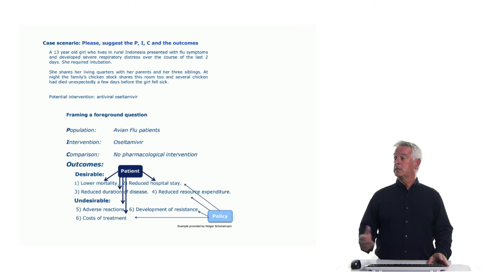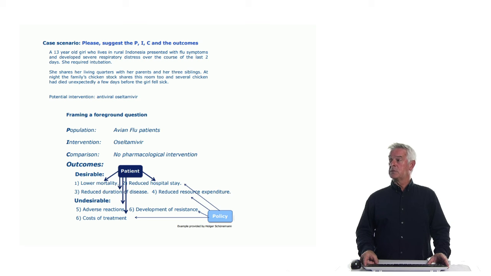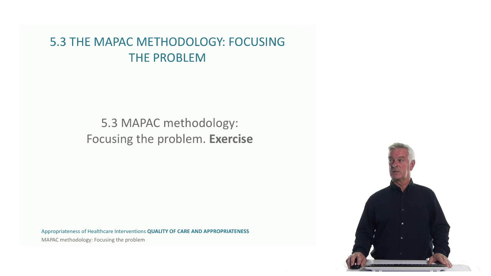And this is the framing that Schunemann suggests to us. P, population: avian flu patients. Intervention: oseltamivir. Comparison: no pharmacological intervention. Outcomes: 4 desirable and 3 undesirable. Some of these outcomes are important for the patient, but others are only policy outcomes. This is just an example that is given by Schunemann, as I just said, but now I want you to go and do your own exercise.